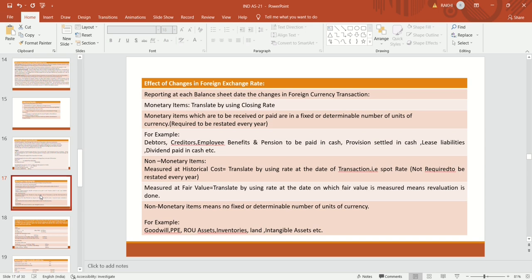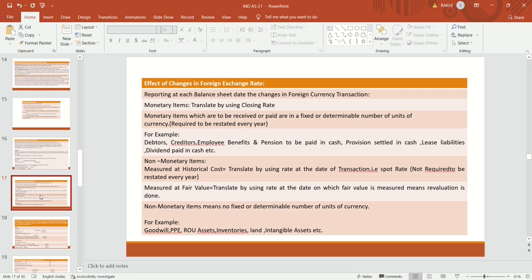Suppose the company has taken a loan and during the year the company does not make any transaction, and at the end of the year the company has to pay interest on that. So the effect of that is at the opening and the closing of the year. For example, monetary items are debtors, creditors, employee benefit and pension to be paid in cash, provision settled in cash, lease liability, dividend paid in cash, loans. All these are examples of monetary items.